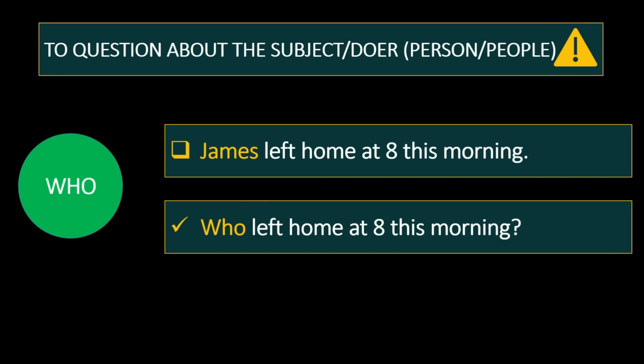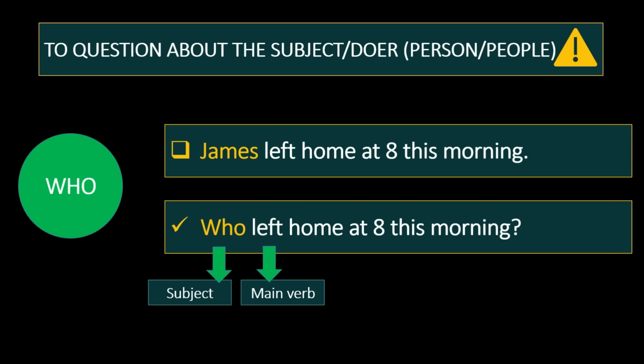We can say, who left home at 8 this morning? Now we have just replaced this word James with who, and we have added a question mark at the end because this is a question. Who is the subject here, and left is the main verb. One thing that you must notice here is the main verb has not changed at all. When we go further, we try to understand that sometimes there is a helping verb and there is a main verb, and the main verb actually changes. We'll know them later.